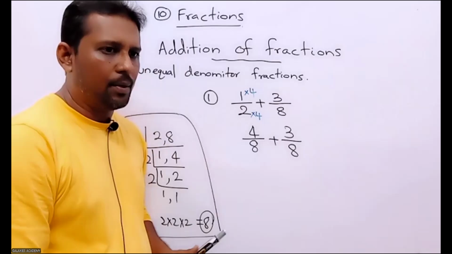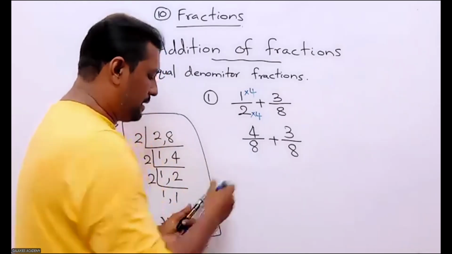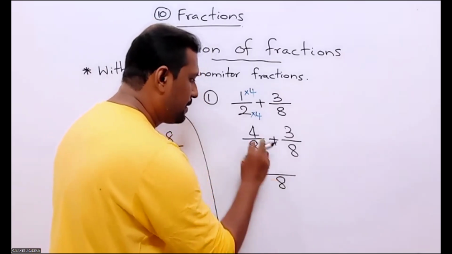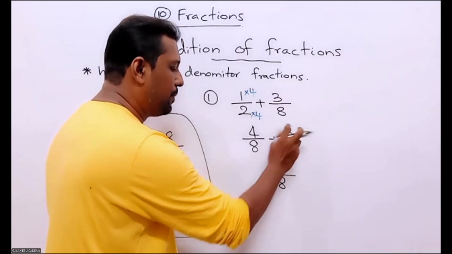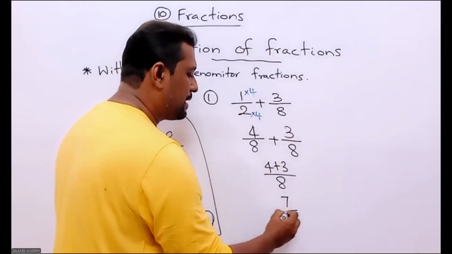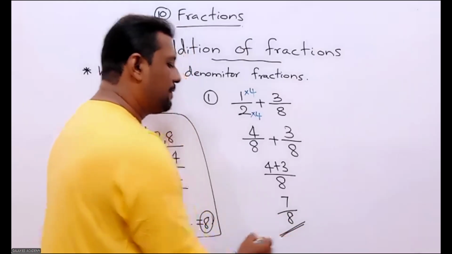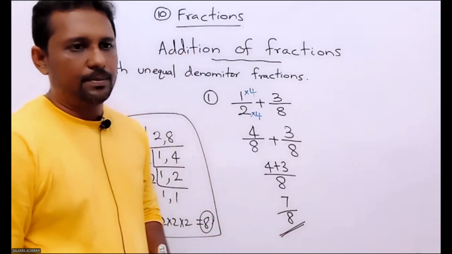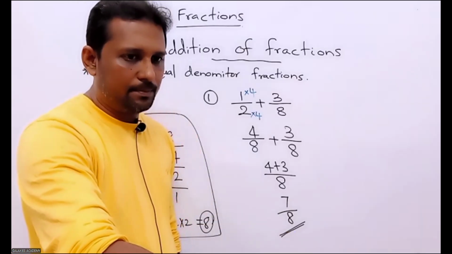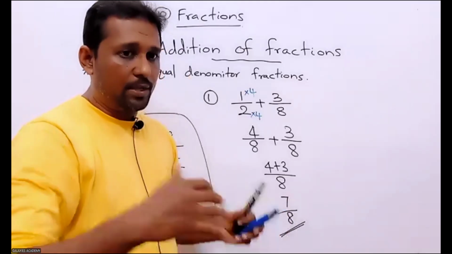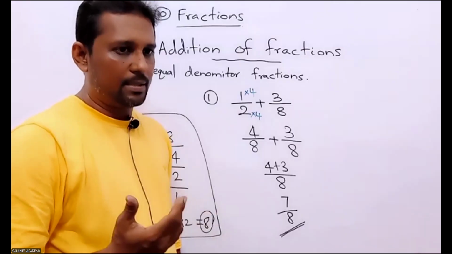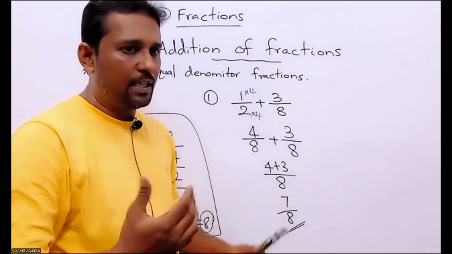Now you can add, no? If the two denominators are equal, your answer's denominator is 8. You have to add these two numerators, right? 4 plus 3 is 7. So what is the answer? 7 over 8. 7 over 8. Can you understand? What do you have to do if the fractions are given with unequal denominators? How can you convert them into equal denominators?